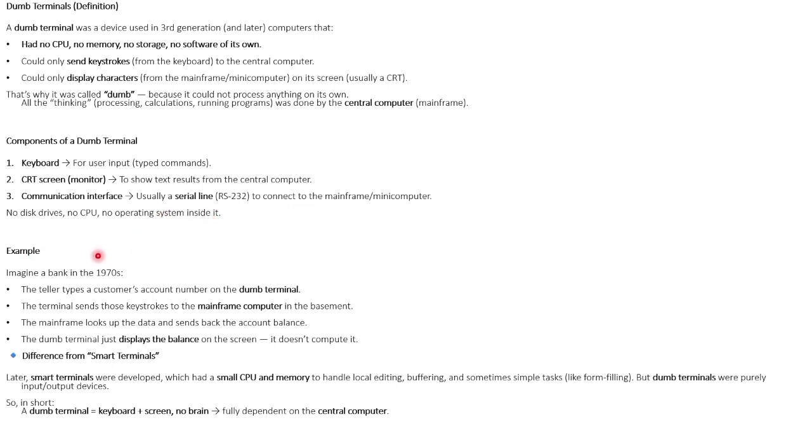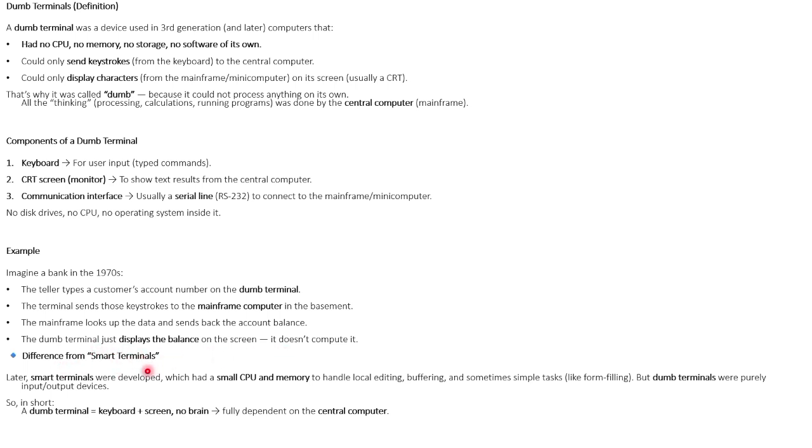An example: imagine a bank in the 1970s. A teller types a customer account number on the dumb terminal. The terminal sends those keystrokes to the mainframe computer in the basement. The mainframe looks up the data and sends back the account balance. The dumb terminal just displays the balance on the screen. It does not compute it.